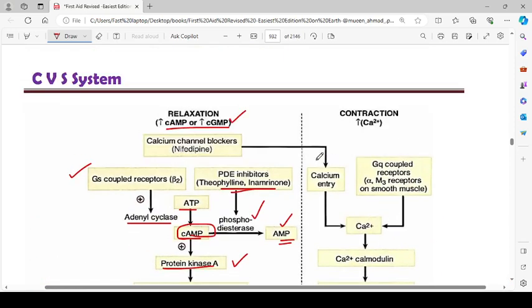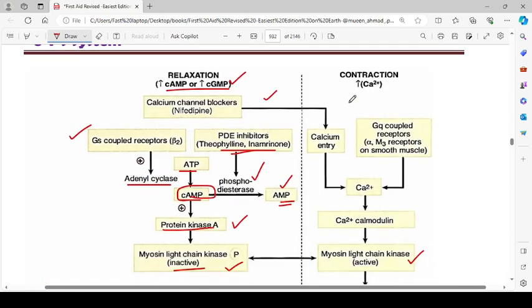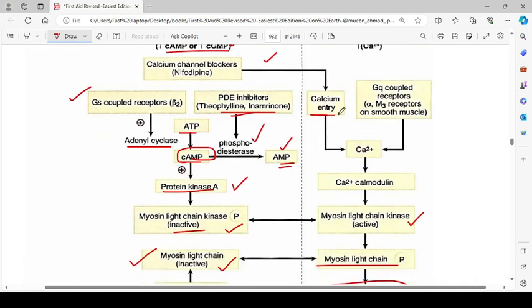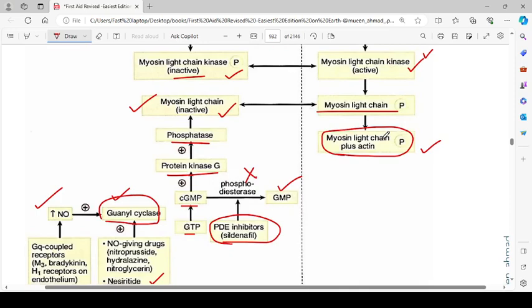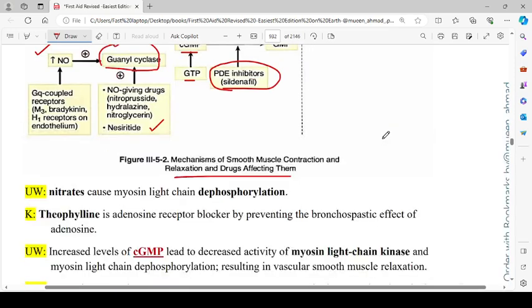So over here, the calcium channel blockers like nifedipine inhibit the calcium entry. Now, normally the calcium entry helps in the calcium calmodulin system to stimulate the myosin light chain kinase. Also, the Gq coupled receptor, alpha-1 and M3 receptor on the smooth muscle help with this thing. If we give calcium channel blockers, the contraction will not occur. Okay. So kind of a confusing graph.